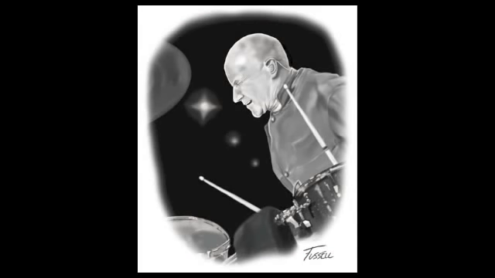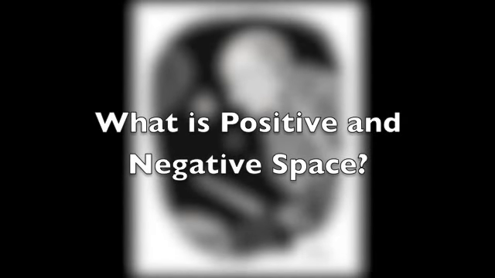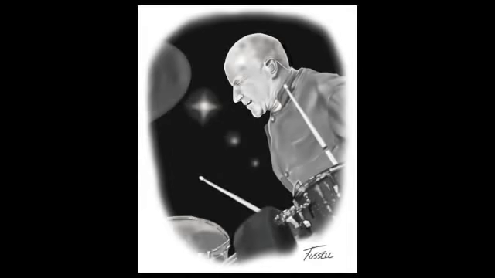Today we're going to be answering the question, what is positive and negative space? Well, simply put, positive and negative space are the areas within a picture plane. When we look at this image right here, the positive space are the areas of interest, the areas of the subject, the drummer, the drums, the cymbal. The negative space is the black areas around the positive space.